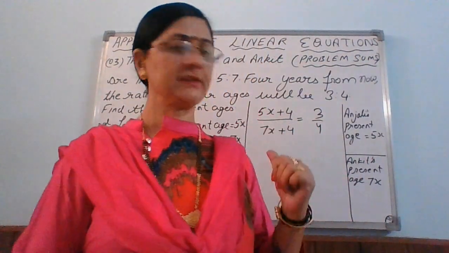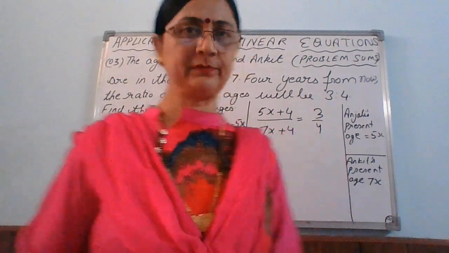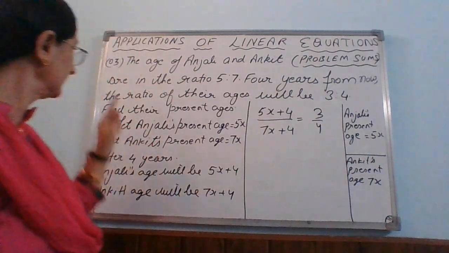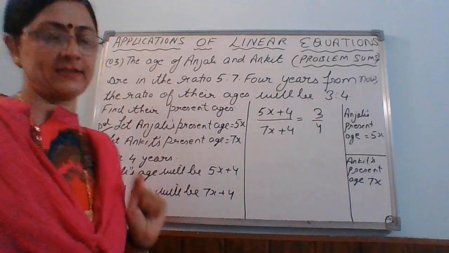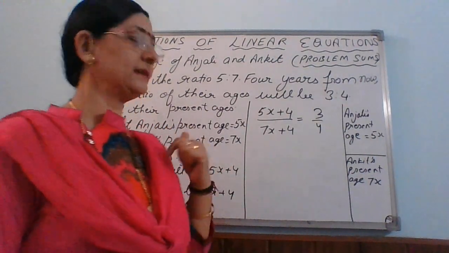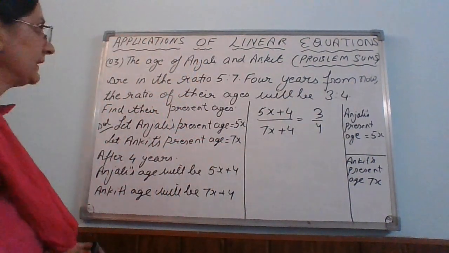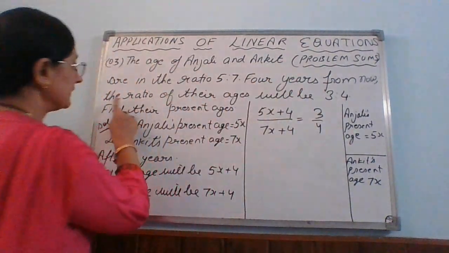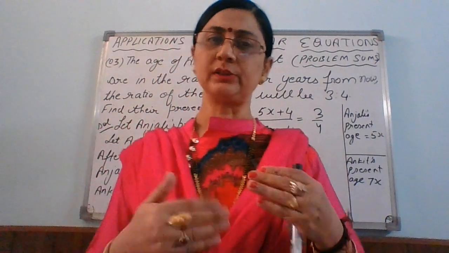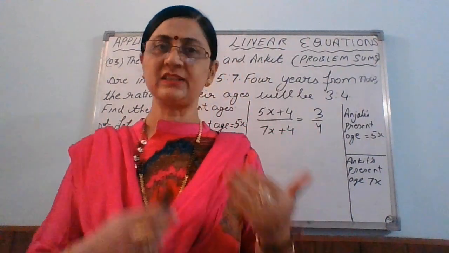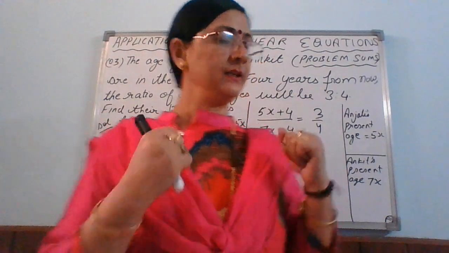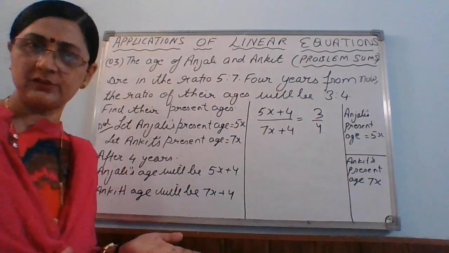Okay children, I have written the third question also. I'll read the statement for you, right? The ages of Anjali and Ankit are in the ratio of 5:7. Ages means present ages of Anjali and Ankit, they are in the ratio 5:7, right? Now after 4 years, the ratio of their ages becomes 3:4. So the comparison of their present ages and the comparison of their ages 4 years from now have been given, right? Now, we will start with the present age obviously.